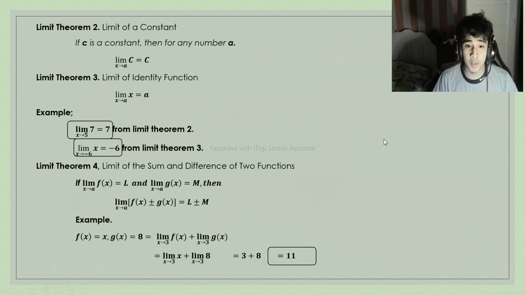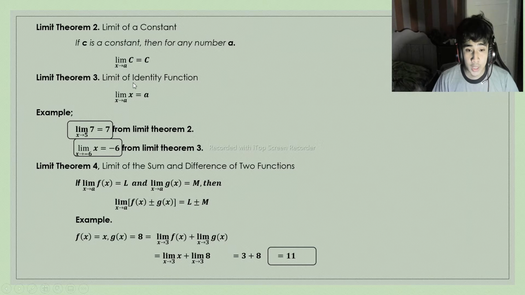So on theorem 2, limit of a constant: if c is a constant, then for any number a, it can be written as limit of c as x approaches a is equal to c.